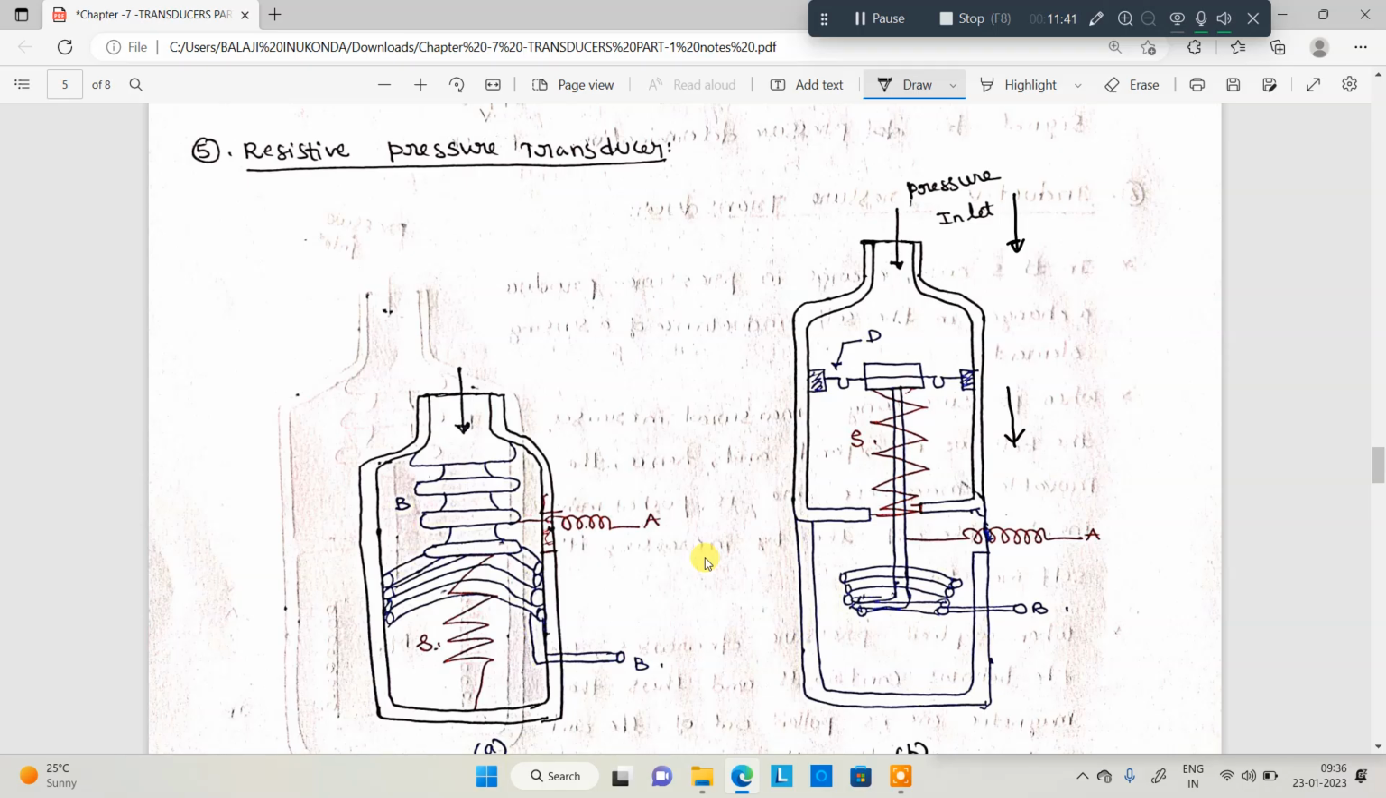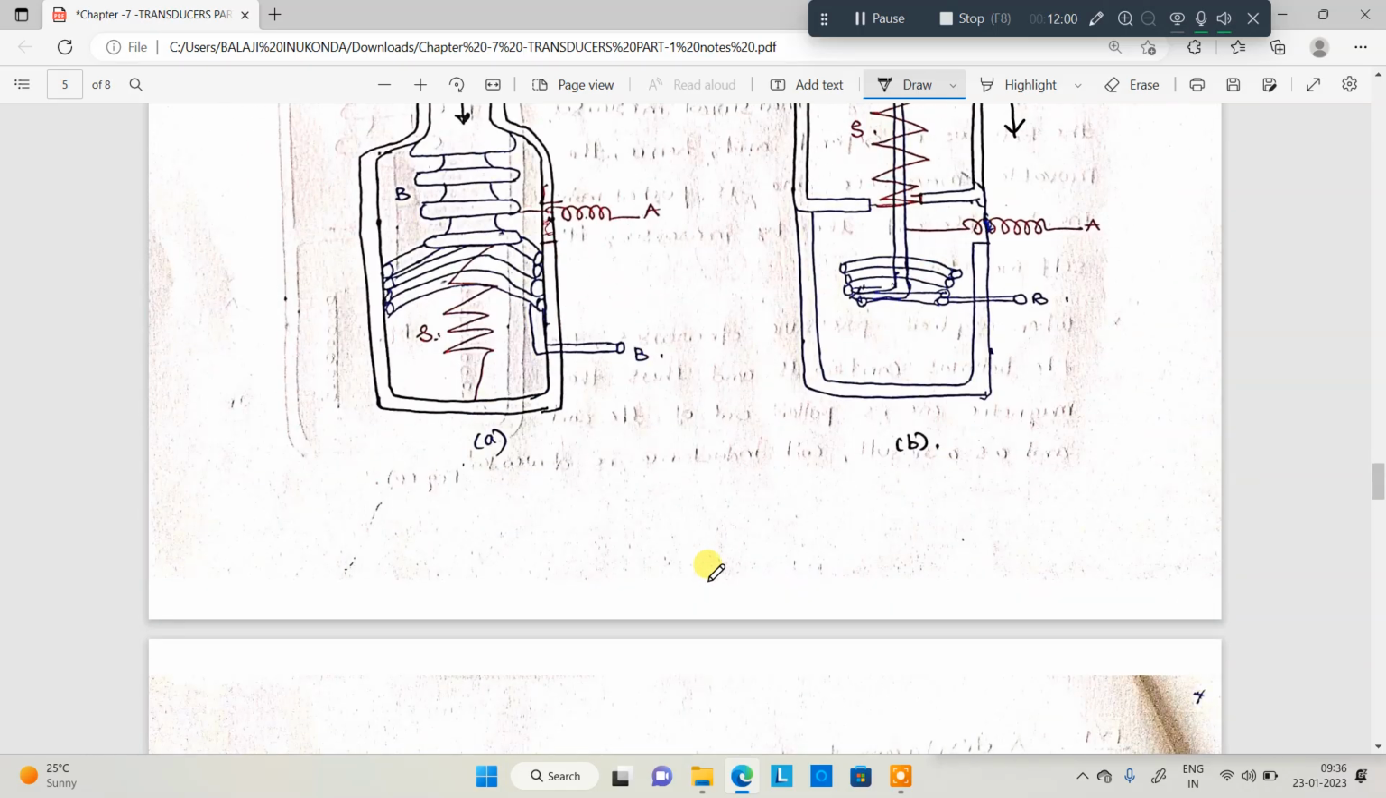What will happen? R is equal to rho L by A. Whenever the length decreases, the resistance decreases. Whenever the resistance decreases, it sends the equivalent resistance value to be measured in terms of a current or voltage signal. So the pressure is converted into resistance, and the change in resistance is measured in terms of an electrical signal, which is the equivalent of pressure calibration. We are doing the calibration first of all.